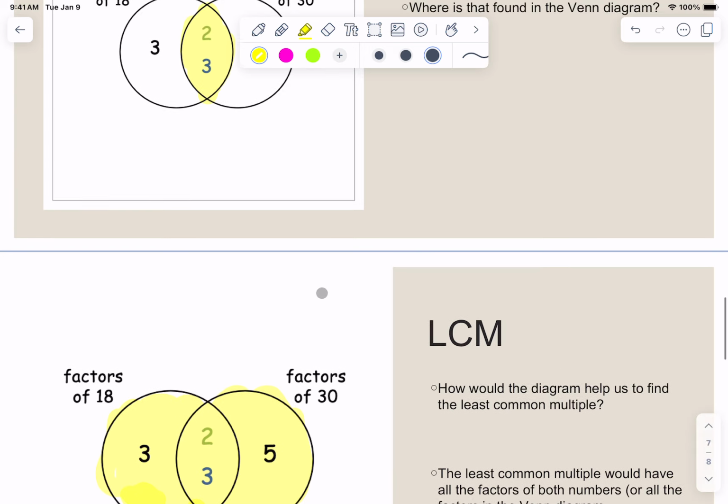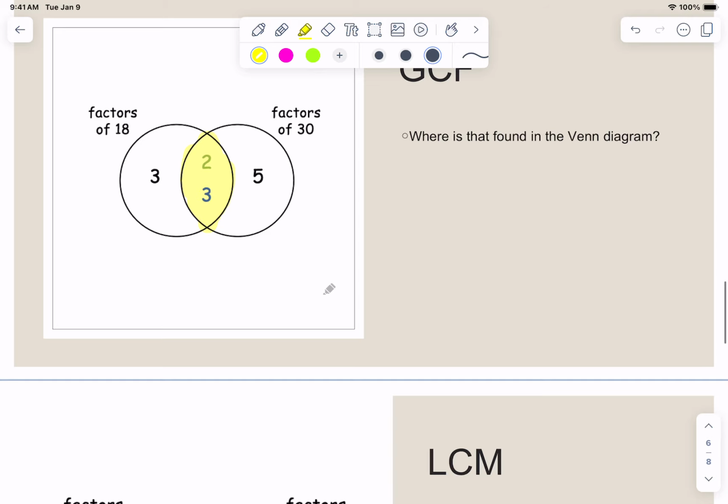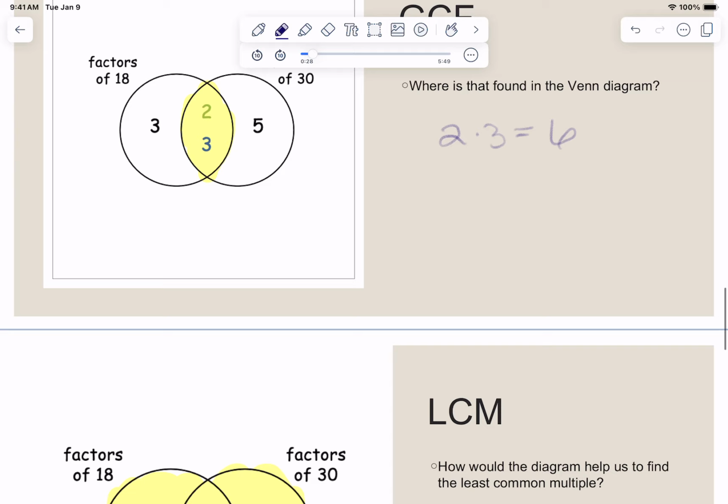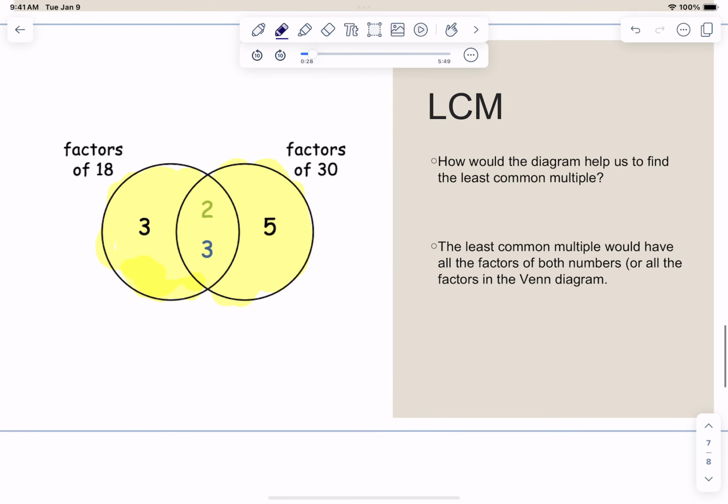Okay, so when I'm doing my greatest common factor, I can say that I'm going to multiply my 2 times my 3 together and get 6. And when I do my least common multiple, I'm going to be able to multiply my 3 times my 2 times my 3 times my 5. And this is going to give me 90.